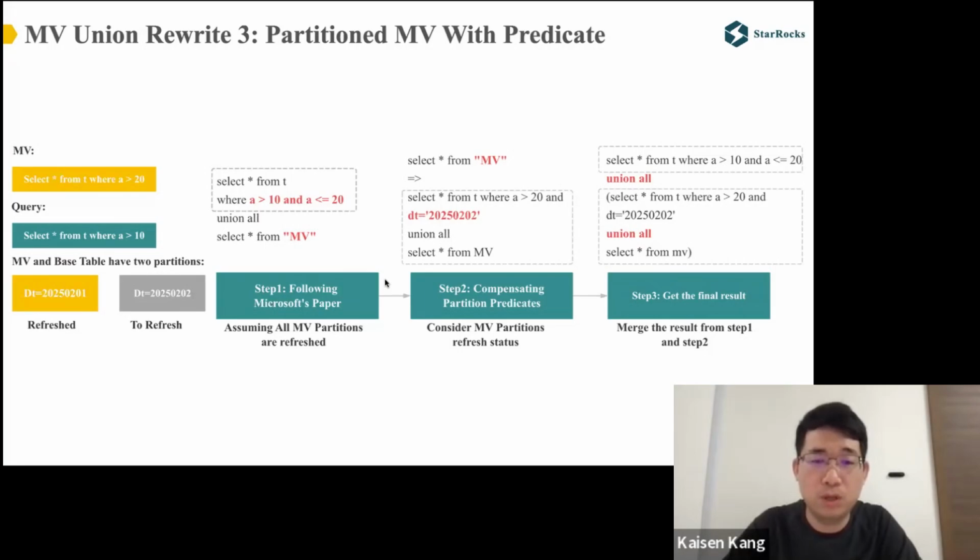In the first step, we begin by assuming all MV partitions are refreshed and ignore the MV partition state for now. In this phase, we apply the rewriting techniques outlined in the Microsoft paper. Then in the second step, we consider the MV refreshness and partition refresh state, and add the partition compensation predicate to the MV scan from the first step. Finally, we merge the results of the first two steps to get the final result, and you can see in the final plan, which has two unions.